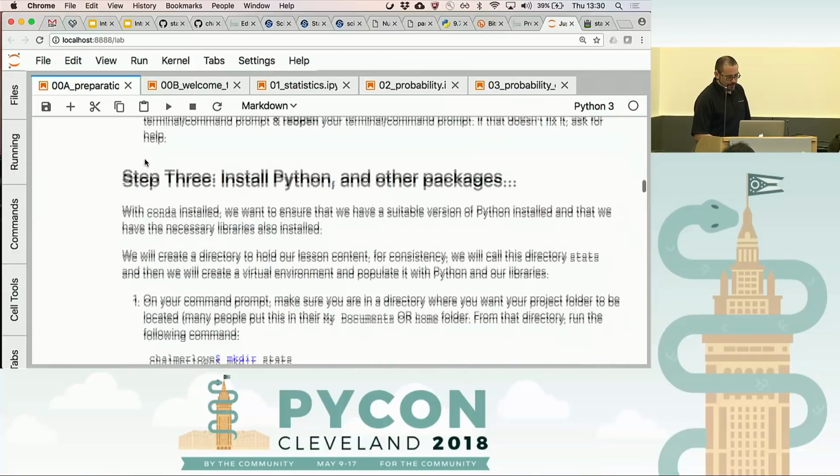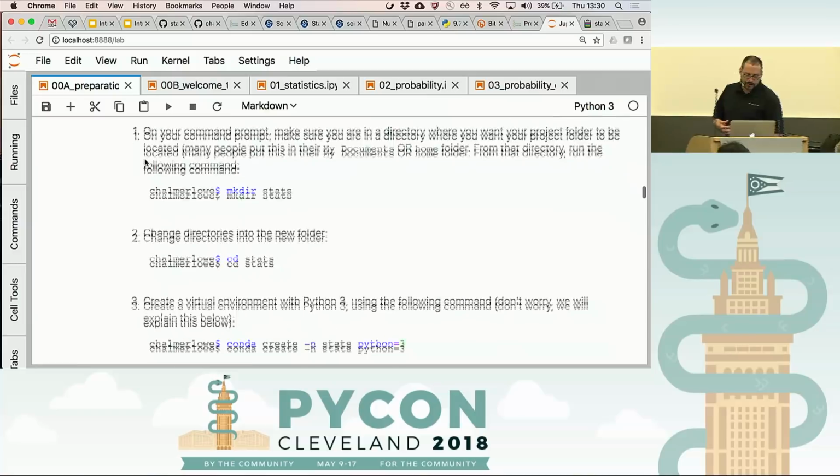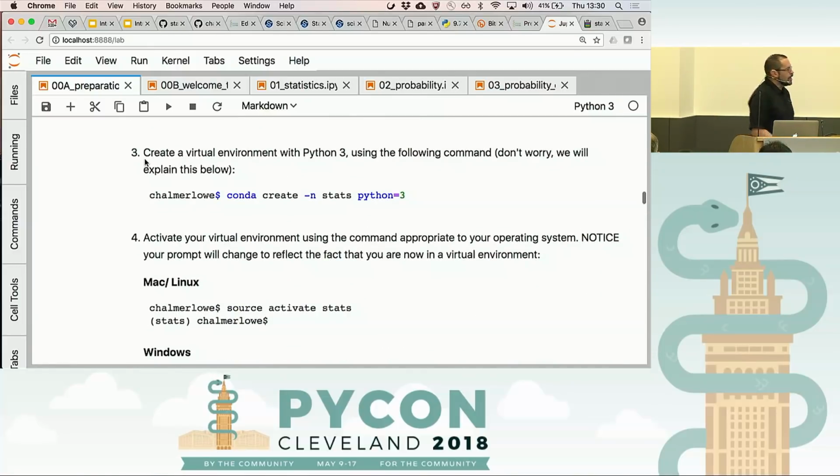Next. All right, so let's talk a little bit about what we're doing when we're installing Python and some of the other things. You're going to make a directory called stats. You're going to change into that directory, so now you're inside that folder. And we're going to create a virtual environment. At the bottom of this material, I have kind of a write-up as to why virtual environments are important and how they can be useful to you. And I'll leave that up to you to read it.